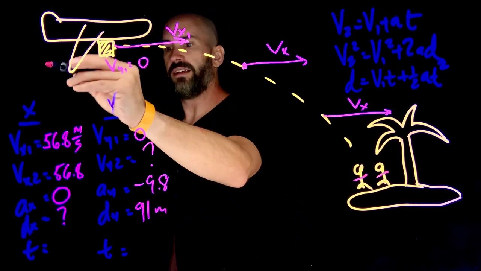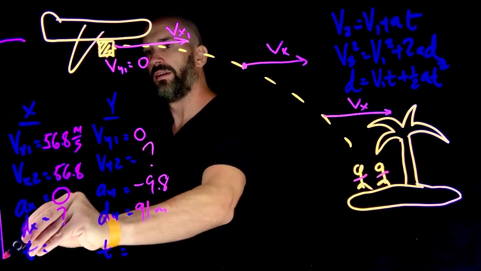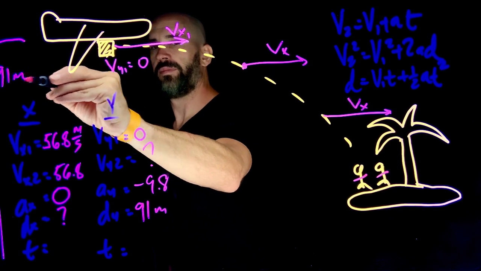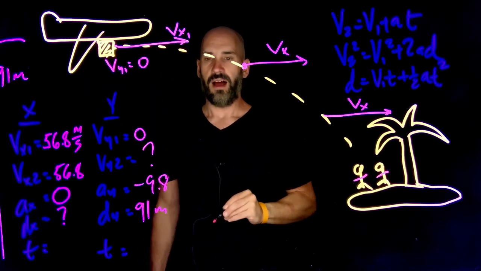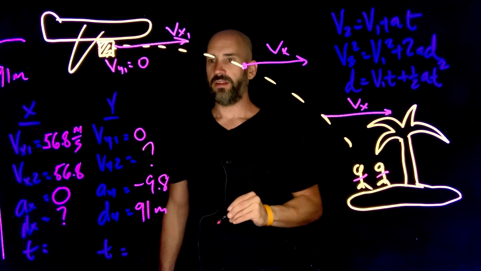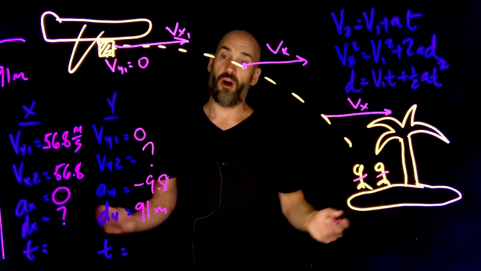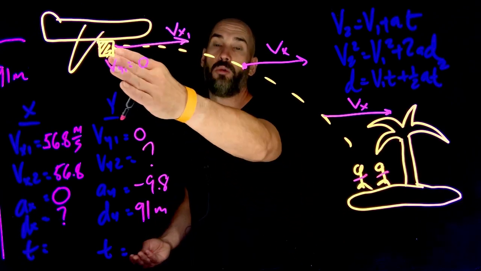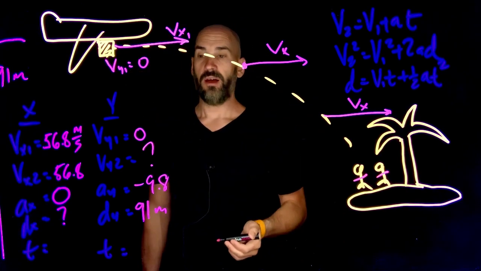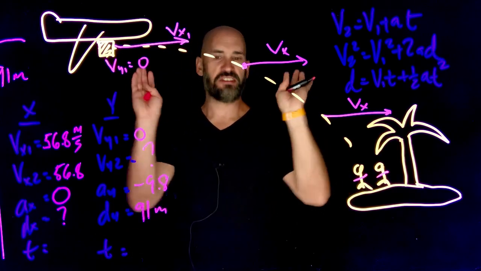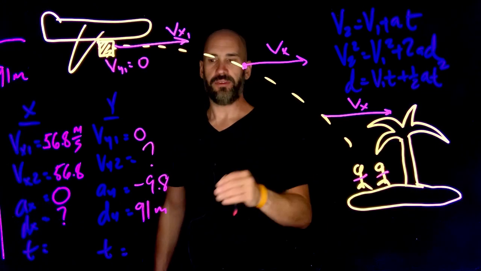So the plane is 91 meters high in altitude. All right. Now, this looks pretty good to me. Remember, I recommend always just finding time first. How long was this package in the air? Whether you need it or not, just start flexing for time.